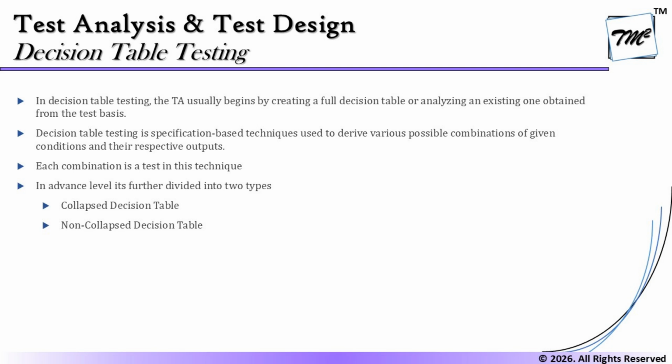Now, as a part of this, we are introducing you to the advanced level concept, which is the collapsed decision table and non-collapsed decision table. So in a simple and very easy concept, the collapsed table is the further minimization of the large tables. However, the non-collapsed table is the full table. So let's make it very simple.